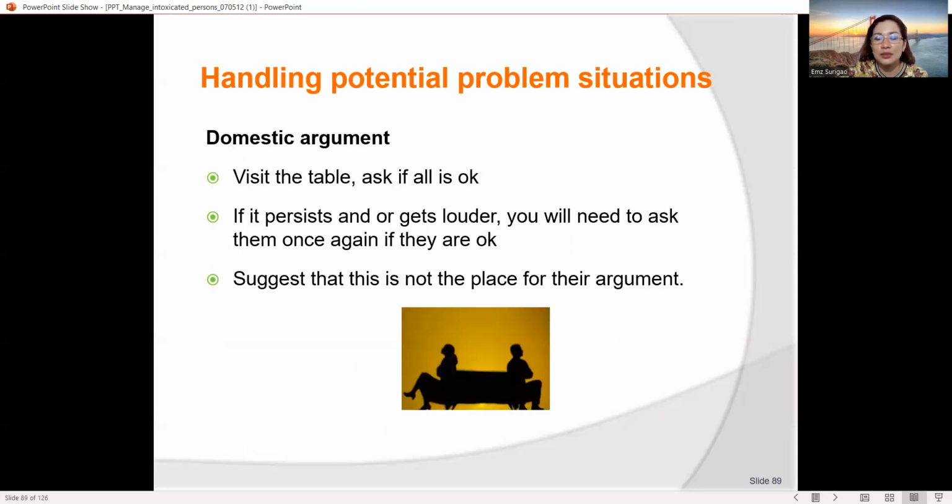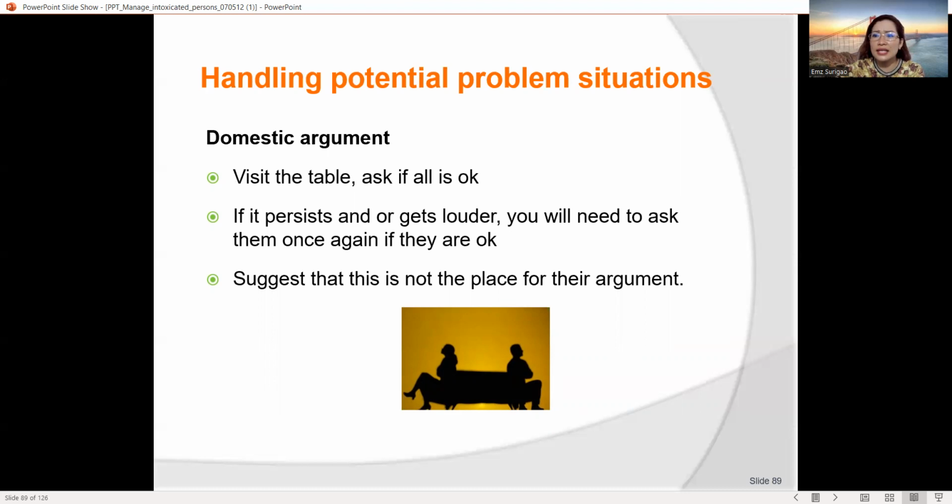Domestic argument. So these are ways of handling potential problems in such situations. Visit the table, ask if they are still okay. If it persists and gets louder, you will need to ask them once again if they're okay. Suggest that it is not the place for their argument.